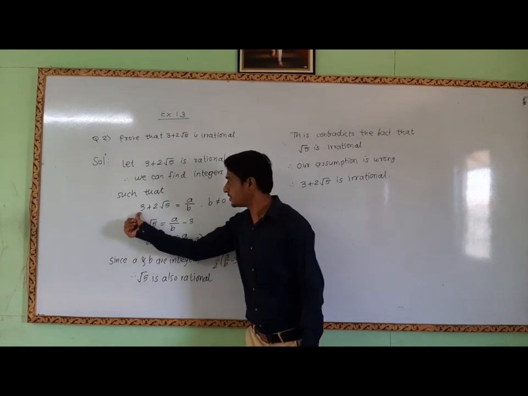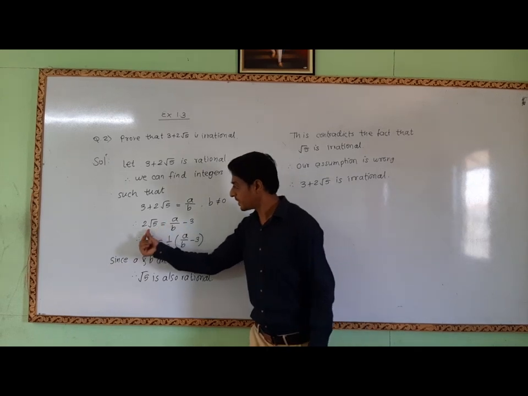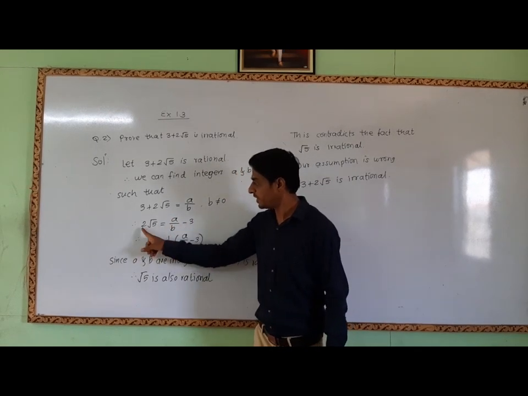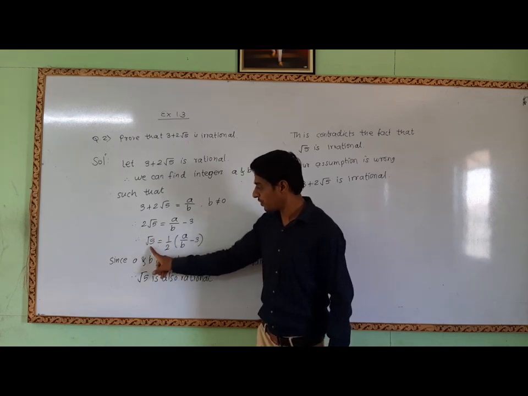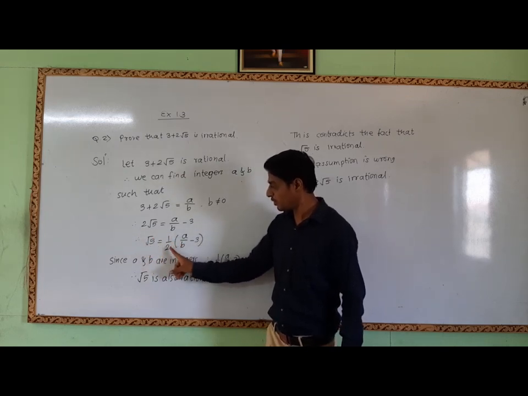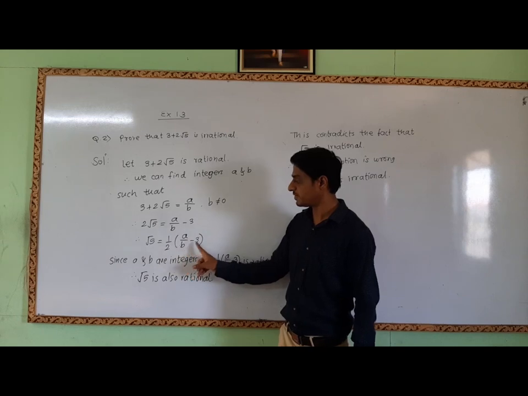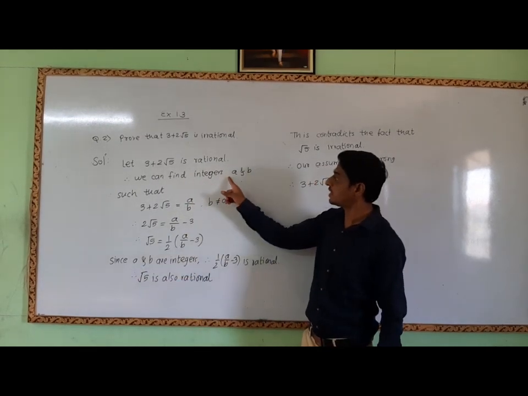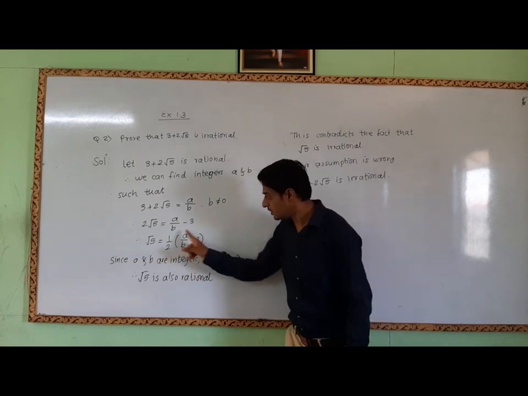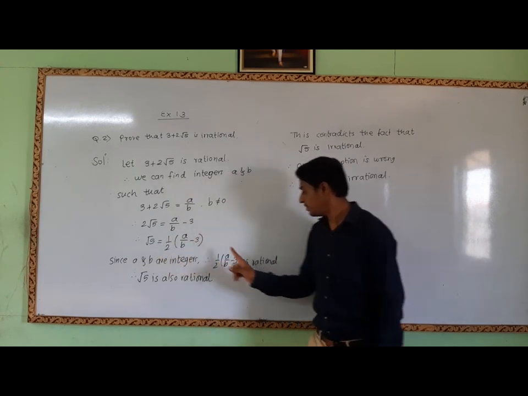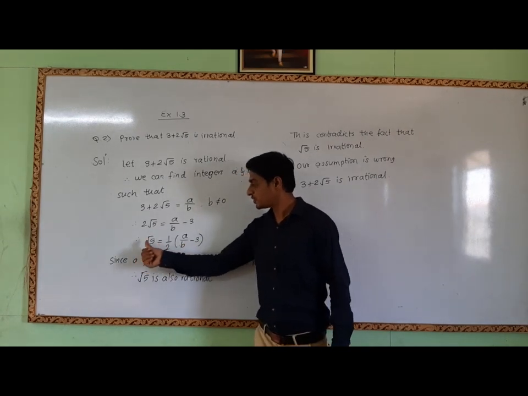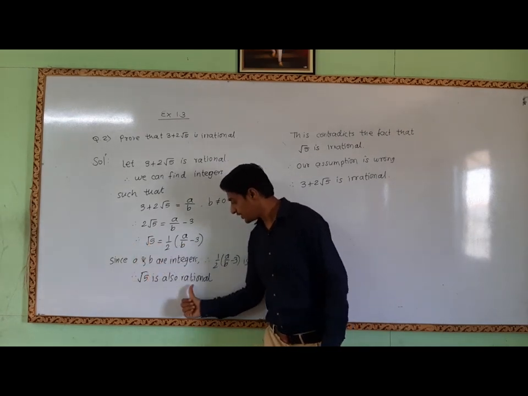This is the important condition. Now, if we shift this 3 to the right side, we take 2 root 5 is equal to a upon b minus 3. Now divide this 2 to the right side. So root 5 is equal to 1 upon 2 in bracket a upon b minus 3. Now since a and b are integers, the whole right side will be rational. And since this is equal to left side, so this number is also rational.